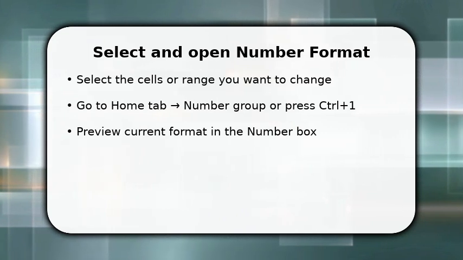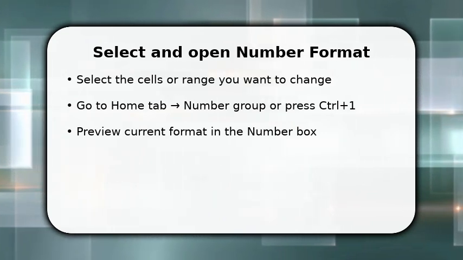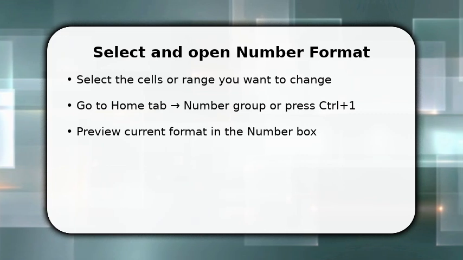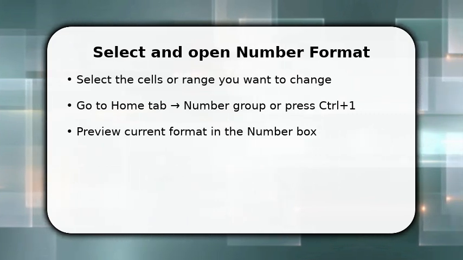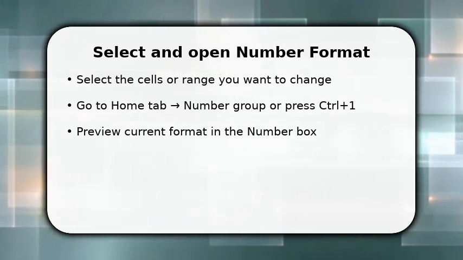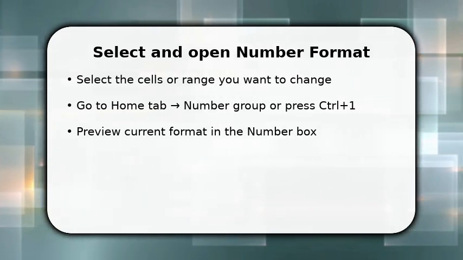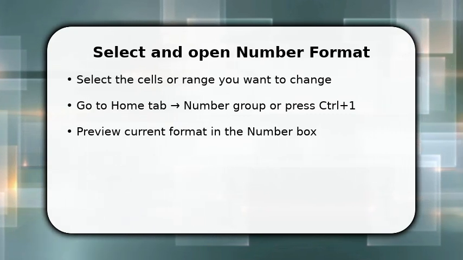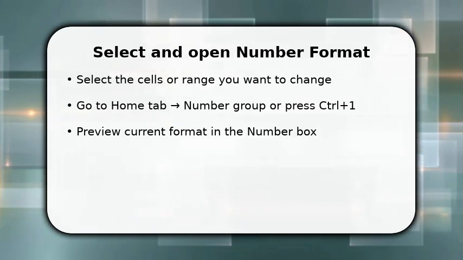That reveals built-in categories. You need this dialog because it shows choices like general, number, currency, and date, and it previews how values will display. Make sure to check whether cells contain formulas or text, since that affects which formats are applicable.